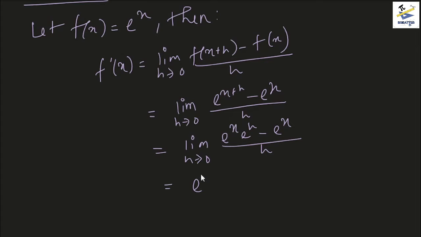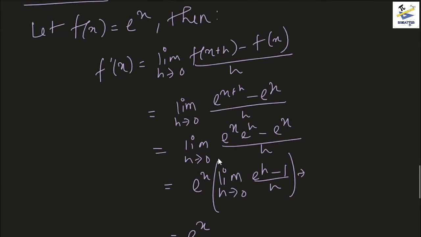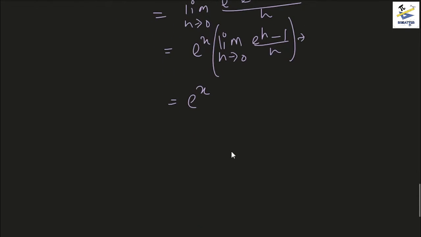Now we can take e to the power x common, as the limiting variable is h, so e to the power x is basically a constant here. We can write e to the power x into limit h tends to 0 of (e to the power h minus 1) divided by h. And as we know from previous experience, this limit is again equal to 1, as I have proved. So the answer is e to the power x. As you can see, the derivative of e to the power x is e to the power x itself, and this is the only function whose derivative is itself.